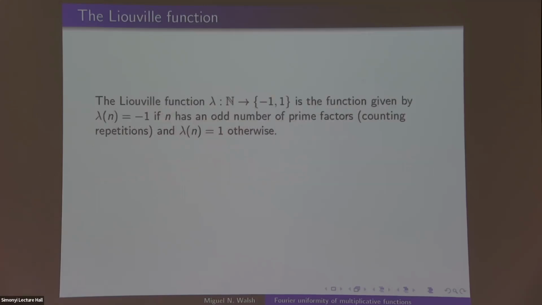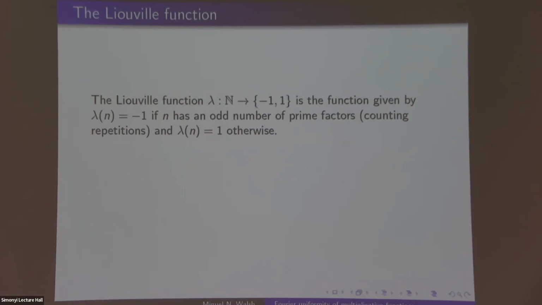So let us also recall its definition. The Liouville function is a function from the natural numbers that takes two possible values, -1 and 1. It is given by lambda of n is equal to -1 if n has an odd number of prime factors counting repetitions, and lambda of n is equal to 1 otherwise. So the first values: lambda of 1 is 1, lambda of 2 is -1, lambda of 3 is -1. In general, lambda of p will be -1 for every prime p. And then lambda of 4 is equal to 1 because although 2 is the only prime divisor, 4 is divisible by it twice, and we are counting repetitions. Yeah, so we'll be mainly working with this function.